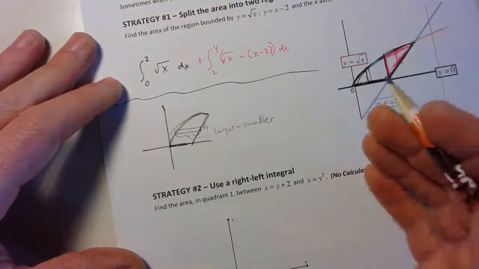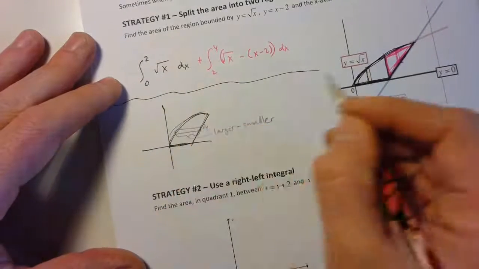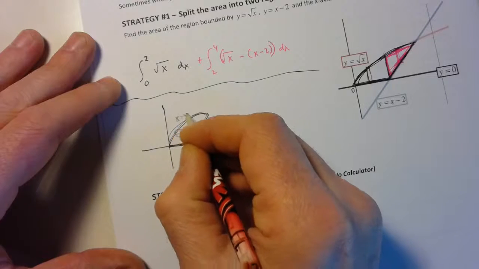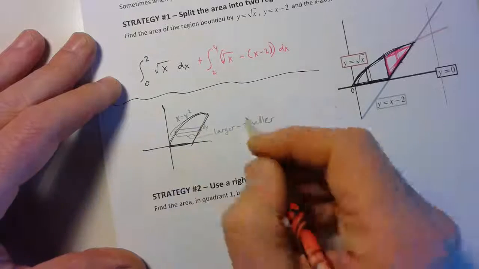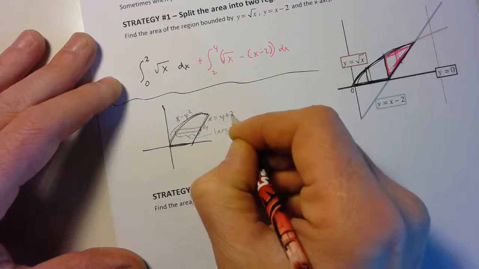So if we do that, we just need to think of these equations and basically change them around here. So it's going to be x equals y cubed, and this equation here, which was y equals x squared, we're going to make it x equals y plus 2.